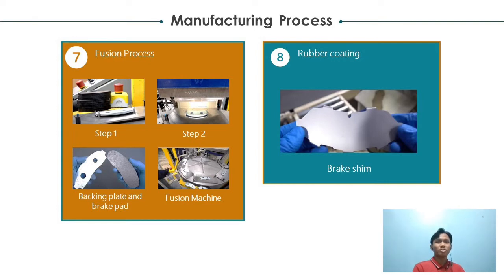Next is the rubber coating to make the brake shim. The rubber coating is used to isolate the brake pad from the caliper to reduce vibration. It is a thin rubber coated piece that goes on the backing plate to make it quieter. Then put it on the back of the brake pad and snap it on.